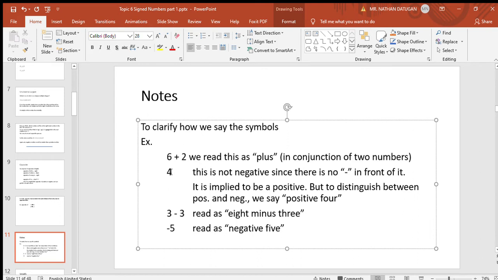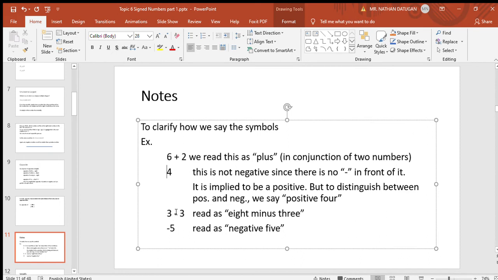Now let's move on to the next number. Since there's no negative sign here, it is implied that it's positive. You don't need to write it as +4. You can just leave it like this, a regular number. And how we say this is we say it as +4 or just 4.